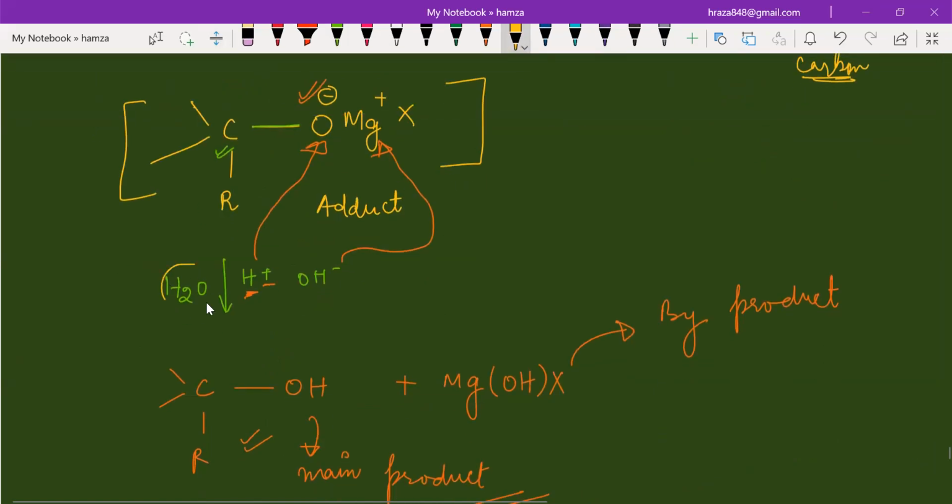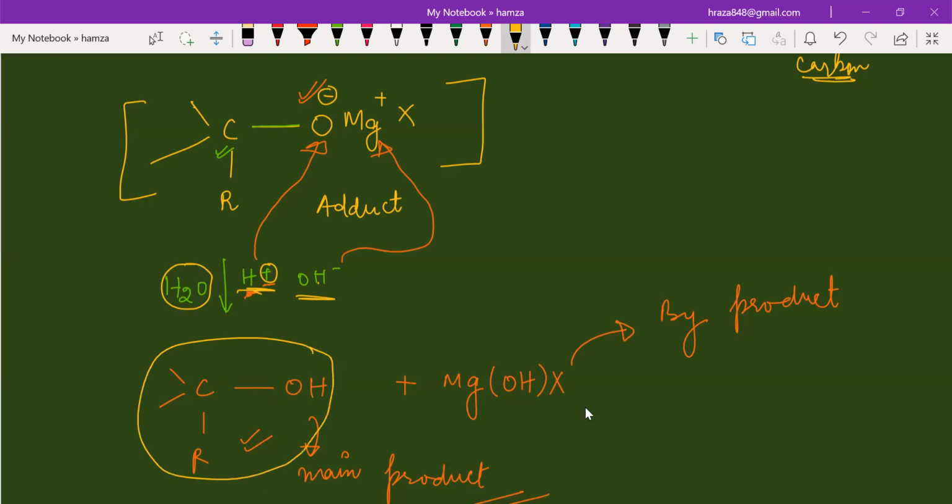And after this, we will do hydrolysis. Hydrolysis means reaction with water. And as we know, this has two components, H plus and OH minus. Again, the nature of charge: positive will go to negative, negative will go to positive. So this we will get, and this is the byproduct. Got it? Yes, sir.